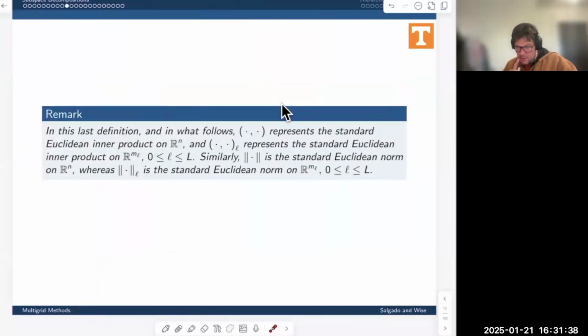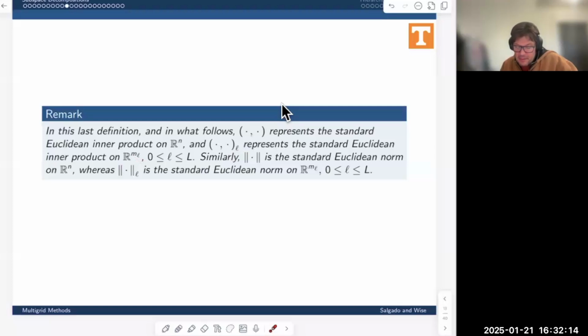Okay. Now, just a remark to follow up with what I just said. My notation in this chapter is that if I don't put anything here, that's going to just represent the standard Euclidean inner product on Rn. And if I put a subscript, that's the standard Euclidean product on RML. So we've started using ML instead of NL in this chapter. I do know why, and you'll see why once we get to defining the hierarchical bases later on.